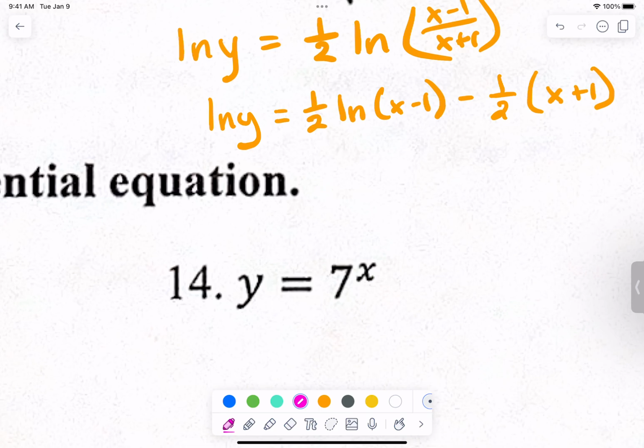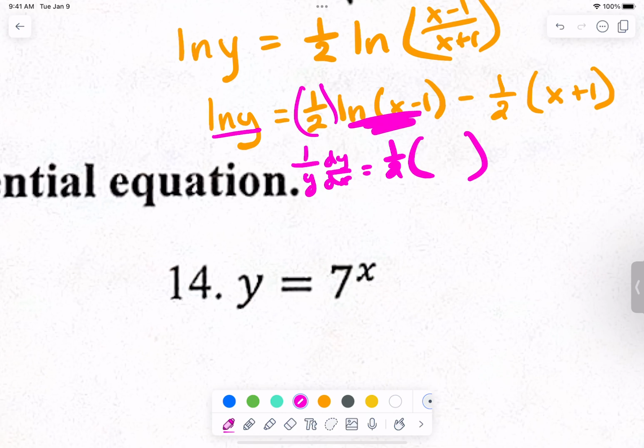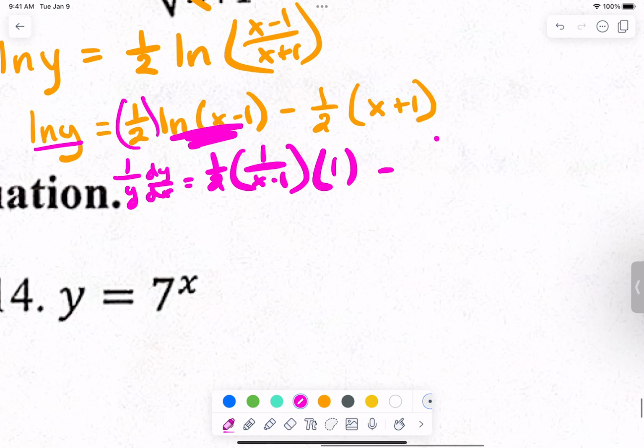Alright, you guys ready? Okay, so 1 over y dy dx equals, what do you do with the 1/2? Just leave it. He just sits tight. 1/2. Okay? Now I do the derivative of this guy. The derivative of that is 1 over x minus 1 times the derivative of x minus 1, which is just 1. Okay? Minus 1/2.